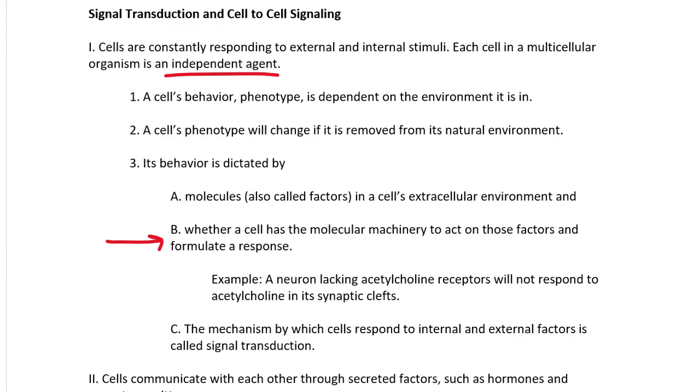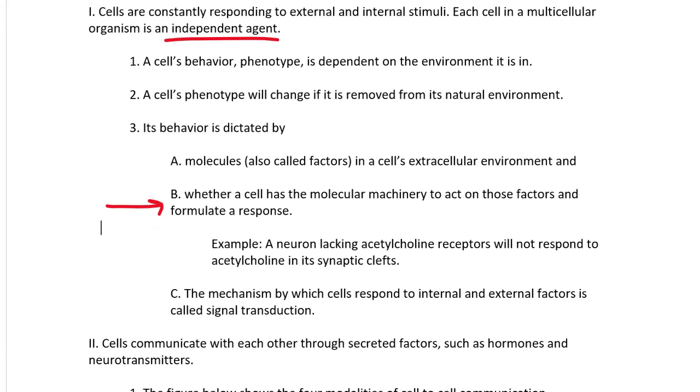And B is just noting that a cell is stuck in its differentiated status where certain genes are not available to it because they've been silenced. So if it does not have the factors, the necessary molecules, the proteins, to respond to an external stimulus or an internal stimulus, it will not respond to those cues. Example, a neuron lacking acetylcholine receptors will not respond to acetylcholine in its synaptic cleft. You can have all the acetylcholine in the synaptic cleft possible, but if those acetylcholine receptors are not available, then the cell will not respond to the acetylcholine.